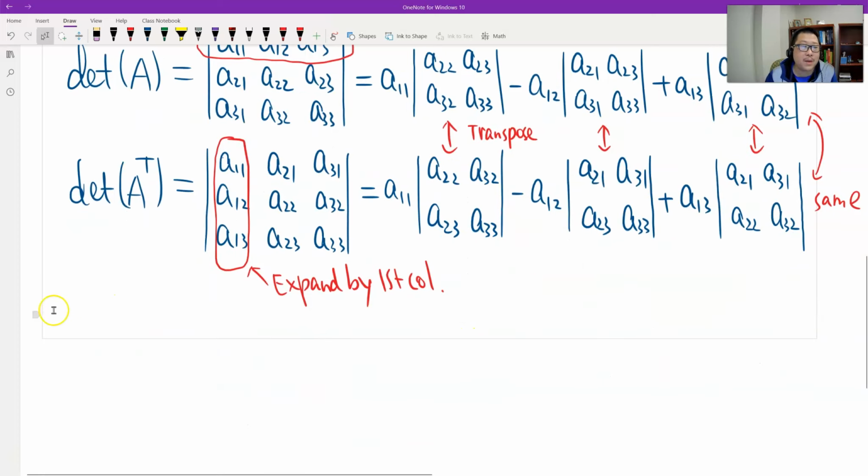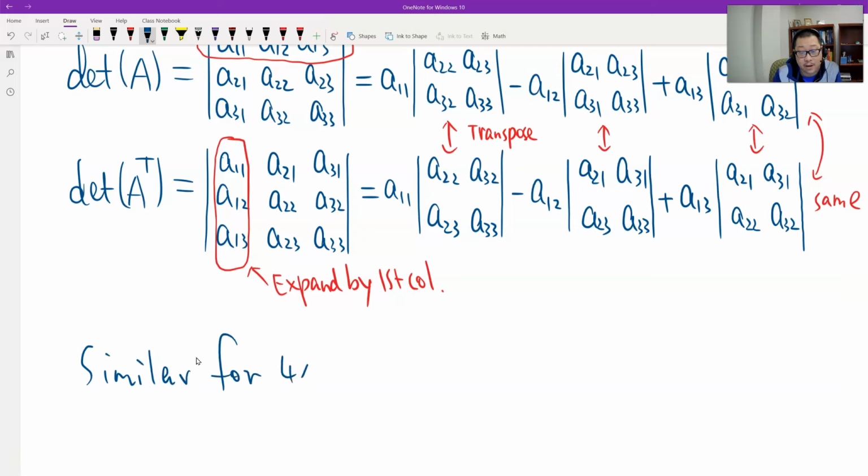And then you follow the same idea for 4 by 4, for any general n by n. It's similar for 4 by 4 or 5 by 5 or any n by n; the general case should be true. Yeah, that's all.